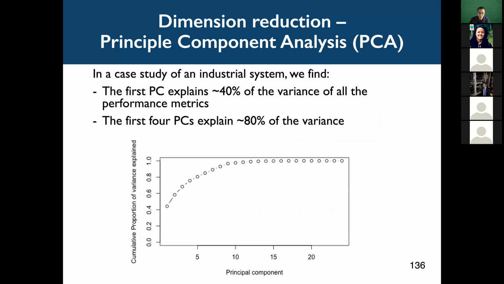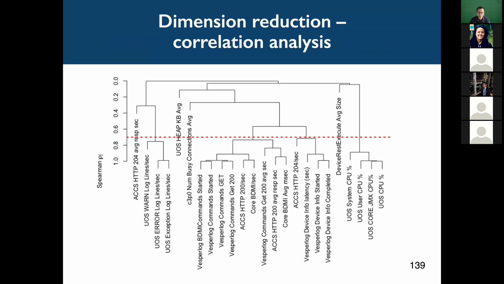Okay, we see its applications to AIOps solutions. For example, in a case study of an industrial system at BlackBerry, we found that the first principal component can explain around 40% of the variance of all the performance metrics. There are hundreds of performance metrics, but if we just use one variable to represent one principal component, we can represent 40% of the information. And if we use four principal components, we can explain 80% of the information. This is a visualization of how it works.